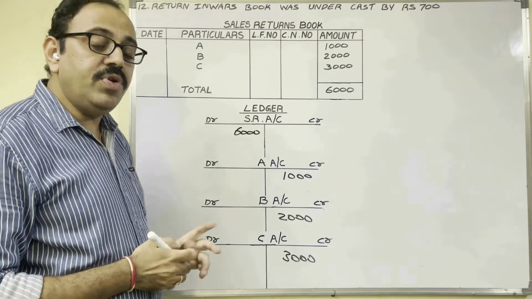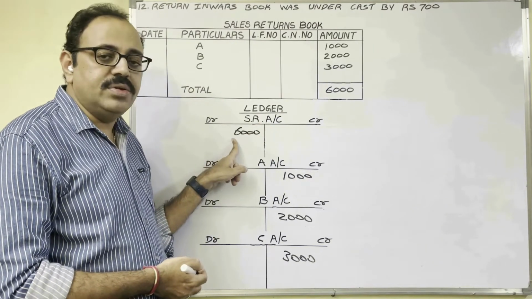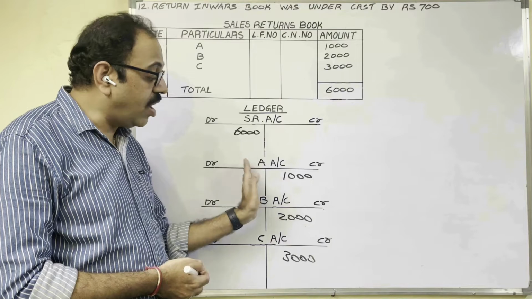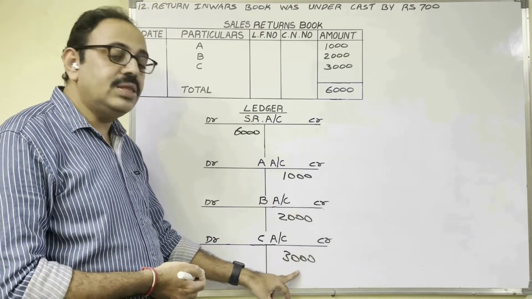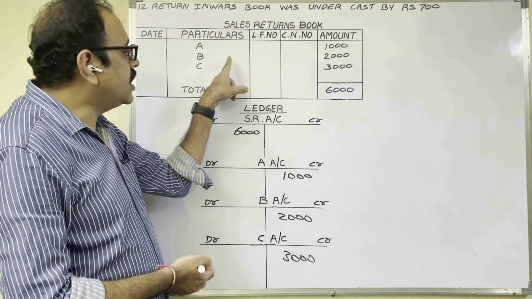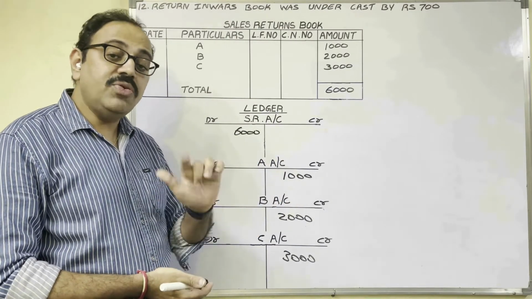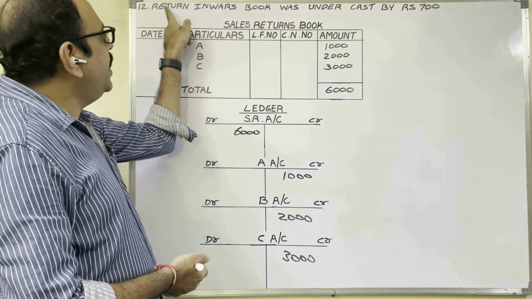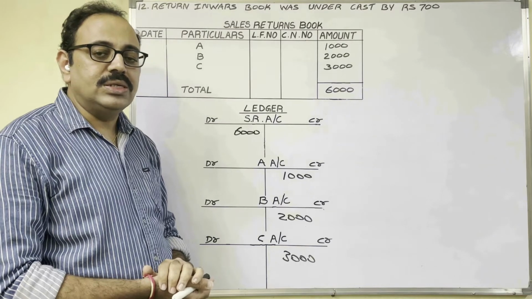Then in individual accounts we should post. In sales returns account we debited. Therefore in debtors accounts on credit side we should post. So 1000, 2000, 3000. So this is the correct recording and this is the correct posting. Now observe what is the mistake. Returns inward book was undercast by 700 rupees.